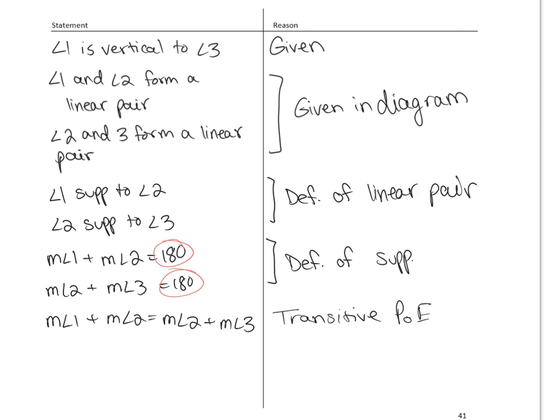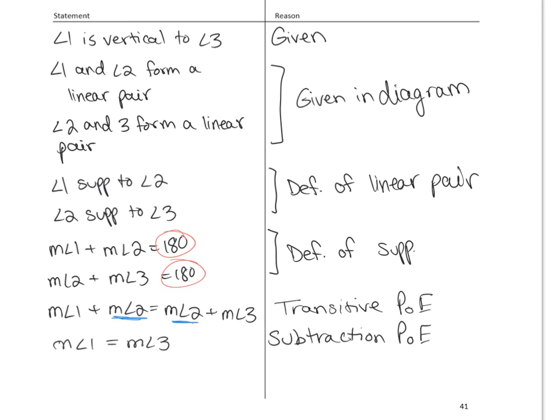Now I like this because if we look, these two things here and here are the same. I have measure of angle 2 on both sides, which means I can subtract that off from both sides of my equation to leave me with the measure of angle 1 equal to the measure of angle 3 by subtraction property of equality.